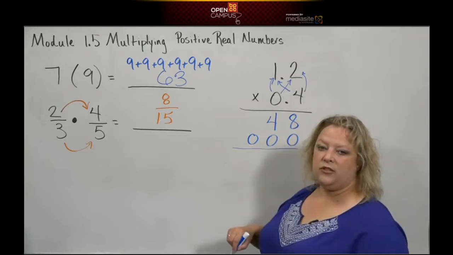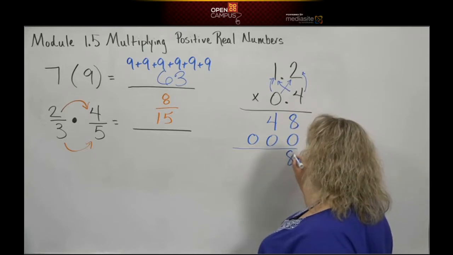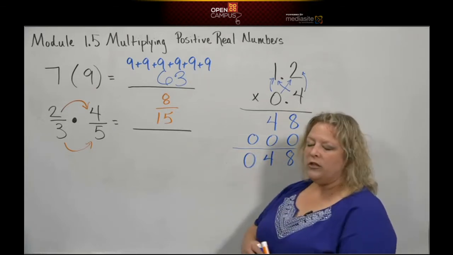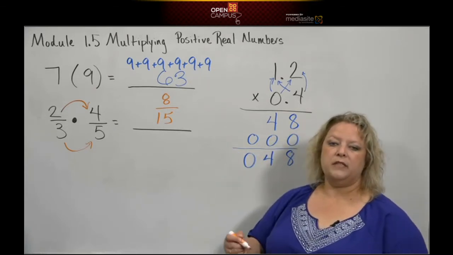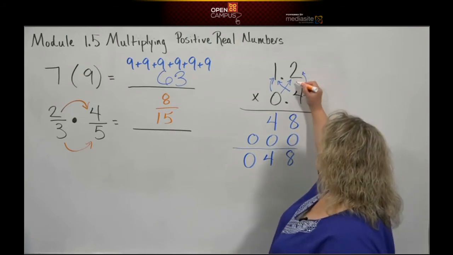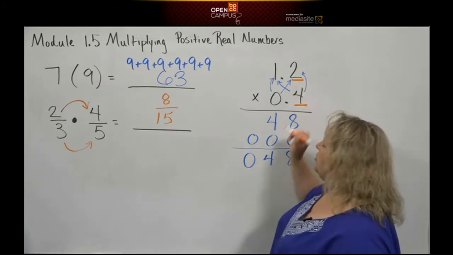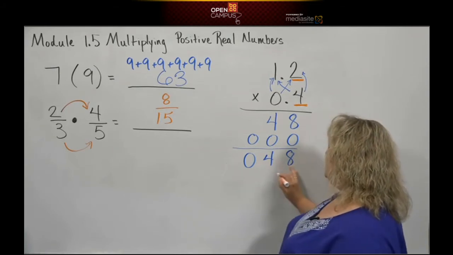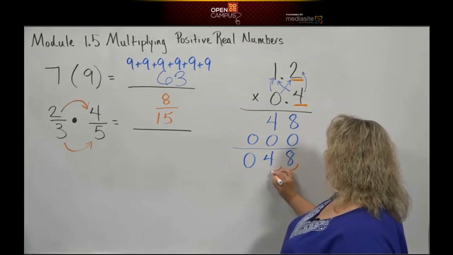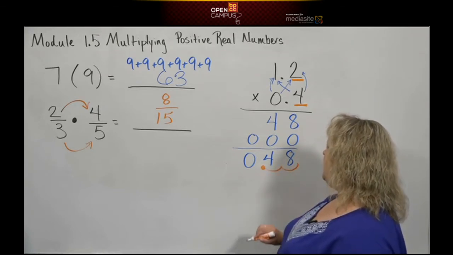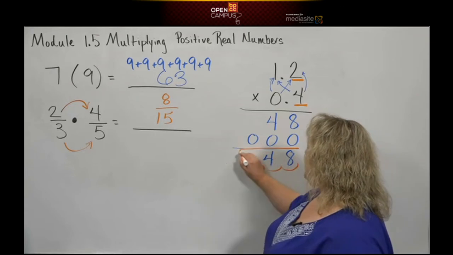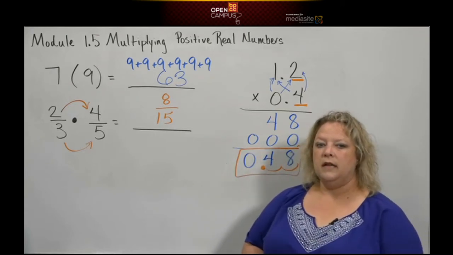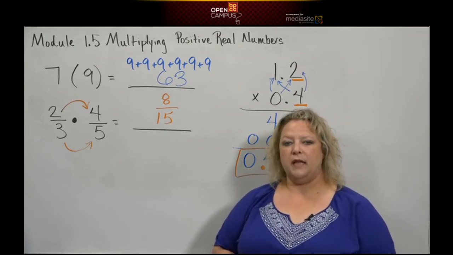And then you just add your columns together. So that would be 8, that would be 4, and that would be 0. Once you get your multiplication done, then you're going to count your number of decimal places you have. There are 2 numbers behind our decimal, so we're going to count from right to left and move 1, 2 places, and that's going to be our final answer. 48 hundredths, 0.48. Now we're going to move on to multiplying negative numbers.